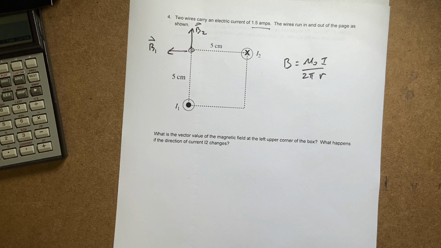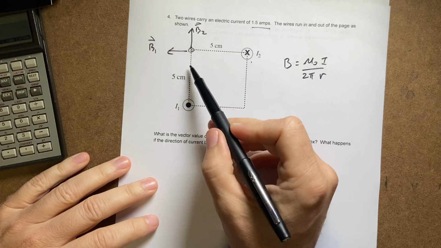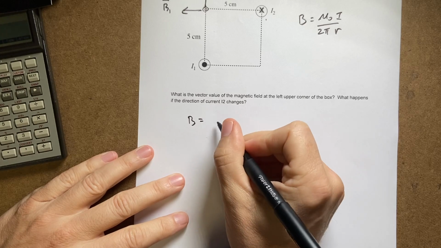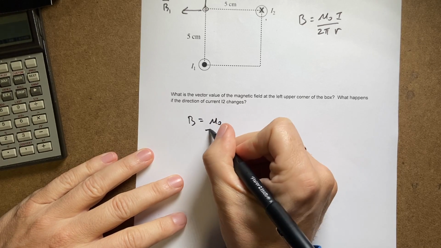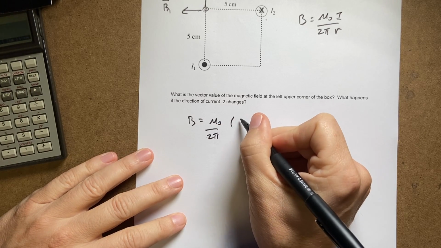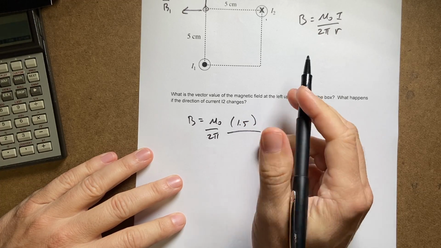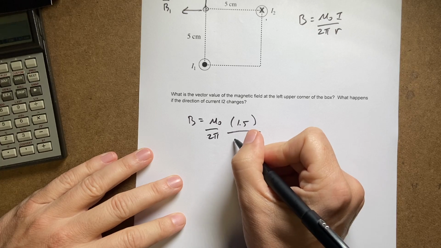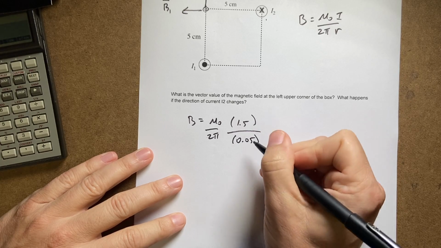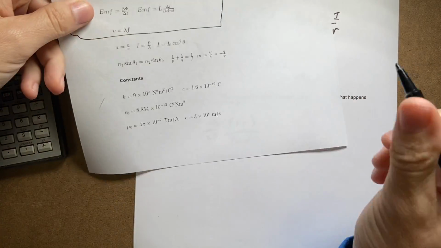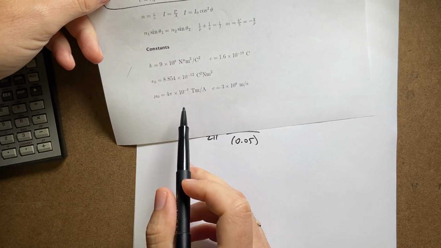Now I do know one other little trick here. I have these two vectors. They're going to have the same magnitude. The currents are the same. The distances are the same. So I only need to find one B. So let's say B equals mu naught over 2 pi times the current 1.5 divided by the distance of 5 centimeters, so 0.05 meters. And mu naught, which I give, is 4 pi times 10 to the negative 7th.